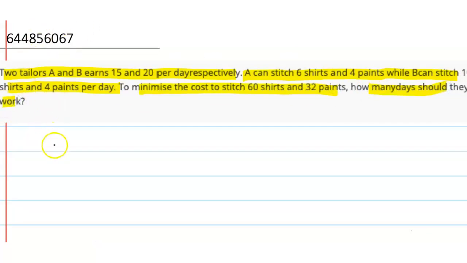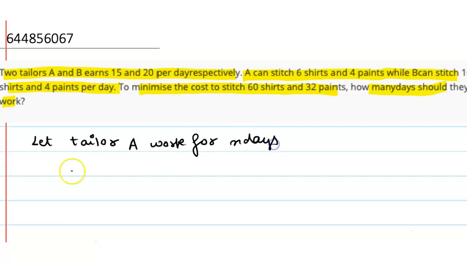So now here, let tailor A work for x days, right? And let tailor B work for y days. Now in one day, A can stitch 6 shirts and 4 pants, whereas B can stitch 10 shirts and 4 pants, right?